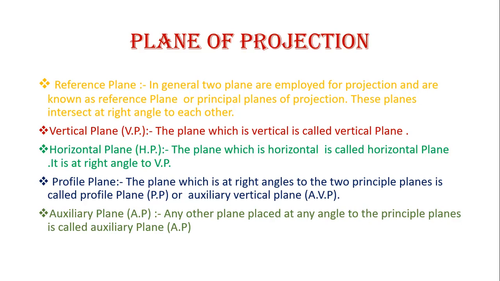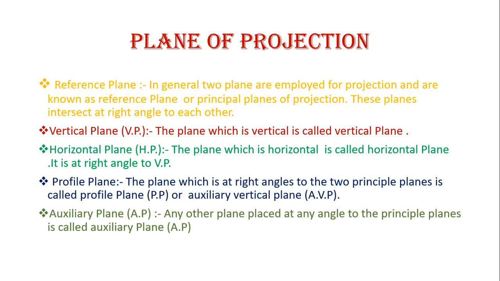Now we will see the definition of vertical plane. The plane which is vertical is called vertical plane. Horizontal plane: the plane which is horizontal is called horizontal plane. It is at a right angle to the vertical plane. That means the angle between the vertical plane and the horizontal plane is a right angle.